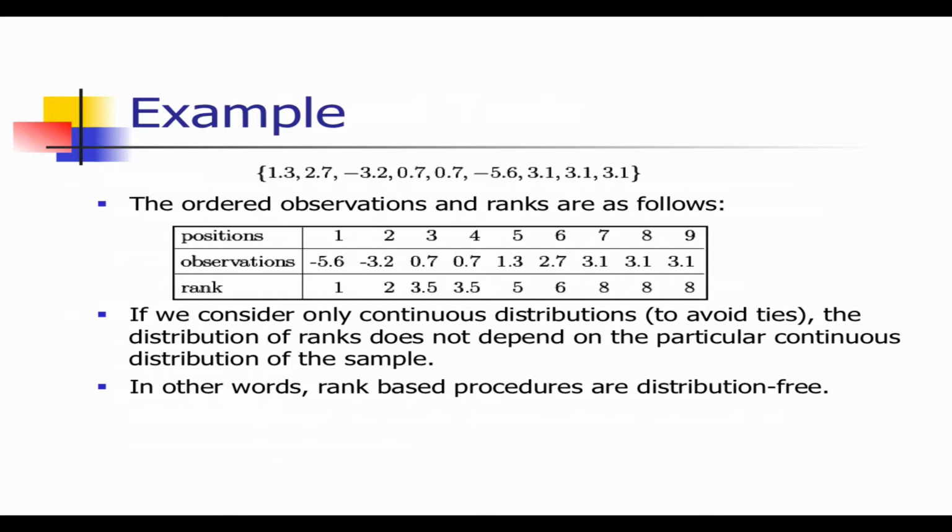You take the positions of the tied observations, take the average, and assign that as the rank. For example, if you have 0.7 and 0.7, and they are ordered at positions 3 and 4, you take the average of 3 and 4, which gives you 3.5. Or if three tied values are ordered at positions 7, 8, 9, the average would be 8, and you give each an 8. In that way, you ensure that tied observations have the same rank.